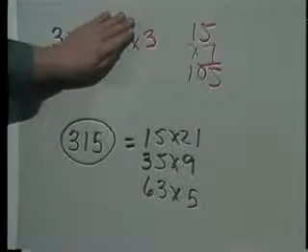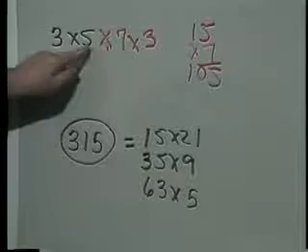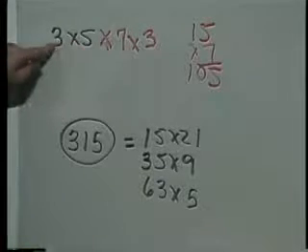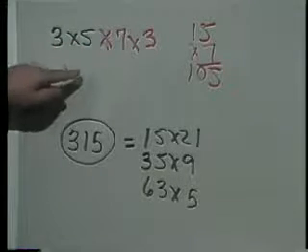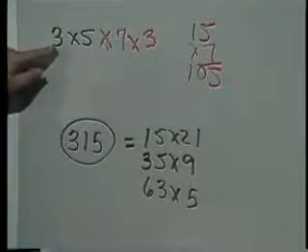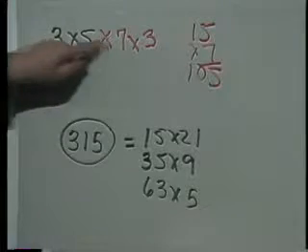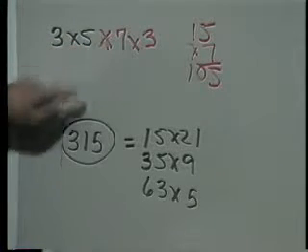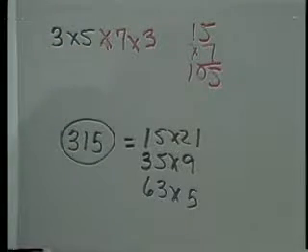It's also 35 times 9. See, if I take out the 5 times 7, I'm left with 3 times 3. And if I take out the 63, see, 63 is what? 2 3s and the 7. If I take out the 2 3s and the 7, I'm left with a 5. So 315 is also 63 times 5.